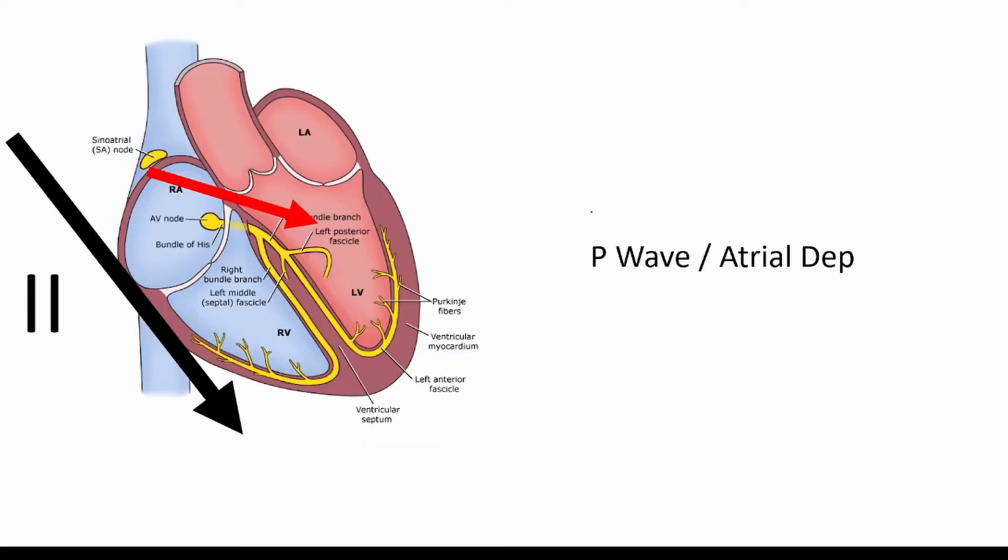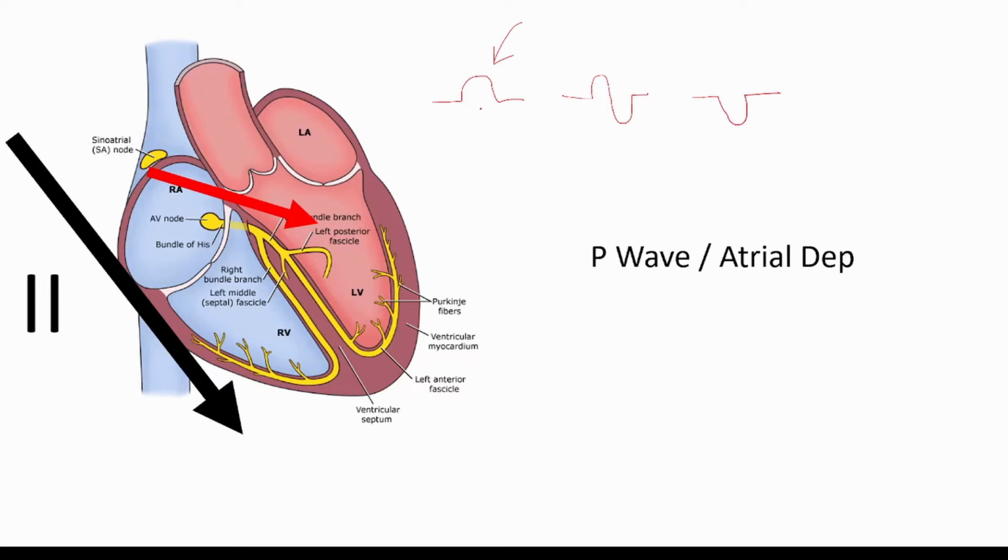Okay, so with the P wave, you can see I have already drawn a net vector moving from the right to the left atrium in this particular direction. Now, let's start talking about why do we actually get a P wave that looks something like this and not something like this? Or why don't we get something like this?